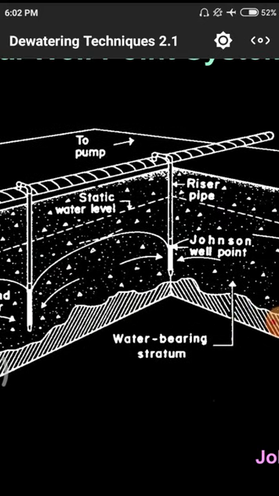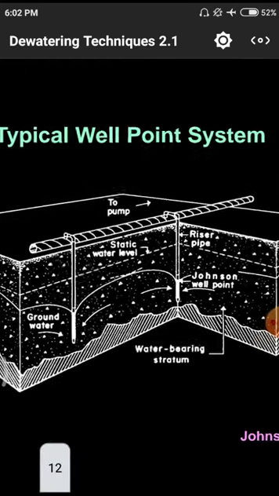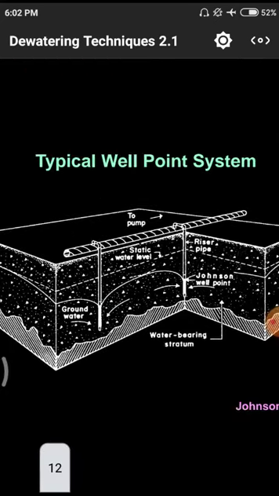Okay, the water bearing stratum is above the particular groundwater strata, and that groundwater will be carried through those pipes to the main pump, and the main pump carries the particular water to other fields which have a lesser quantity of water.